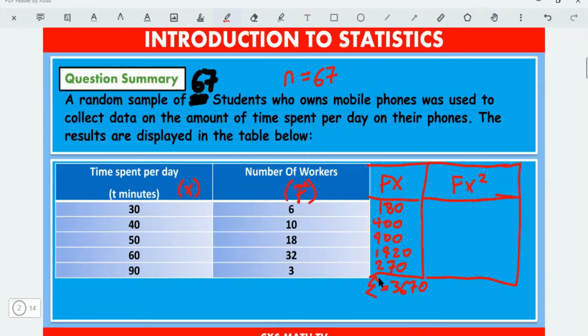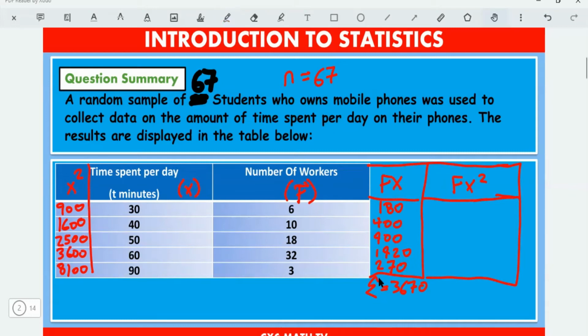We have x right here. So why not create a space for x squared? All right, 30 squared is 900, 40 squared is 1600, 50 squared is 2500, 60 squared is 3600, and 90 squared is 8100. Beautiful. Now, once you get those out of the way, we need fx squared.